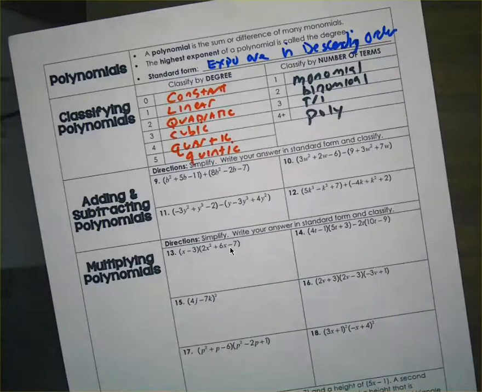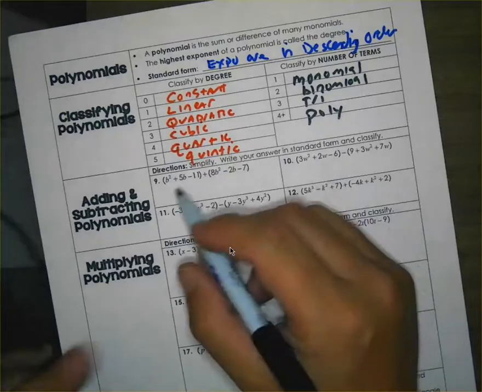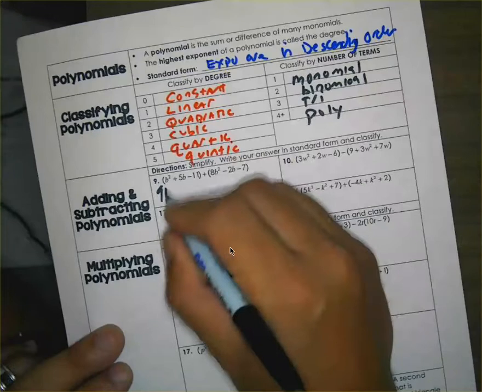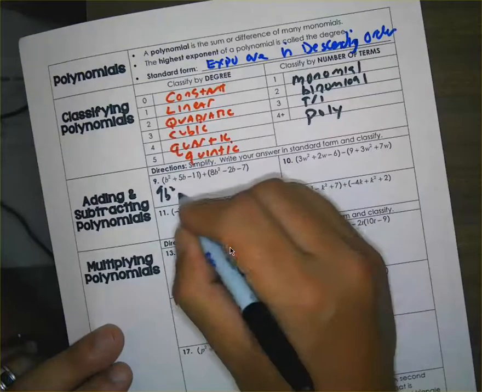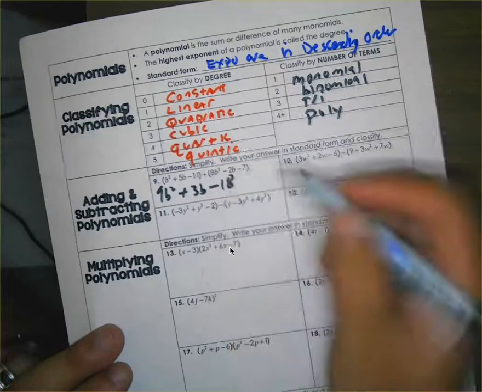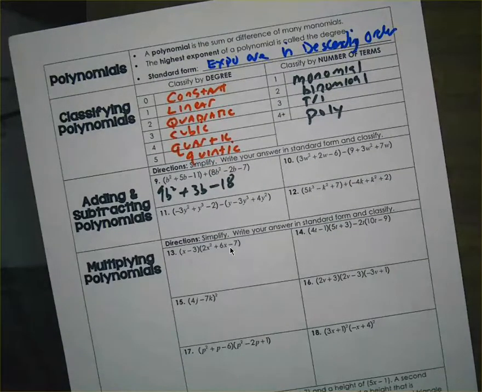Now, when you add or subtract polynomials, you just do it like you normally would. So in this case, here's number 9. I'm just going to combine my like terms. So I get 9b squared, and then I get plus 3b minus 18. And since that's 3 terms, that's going to be a quadratic because of degree 2, trinomial.